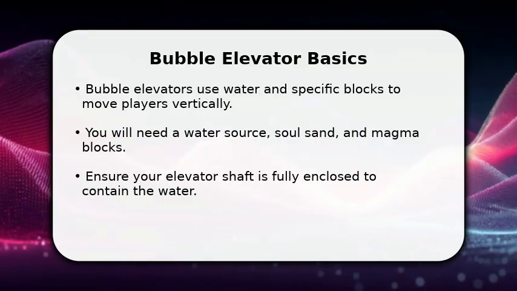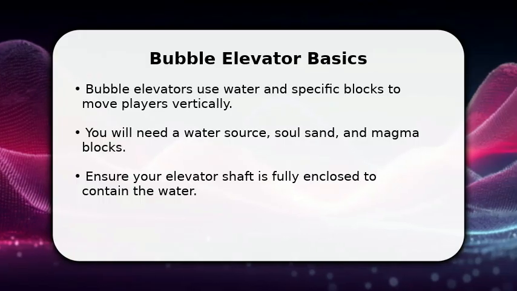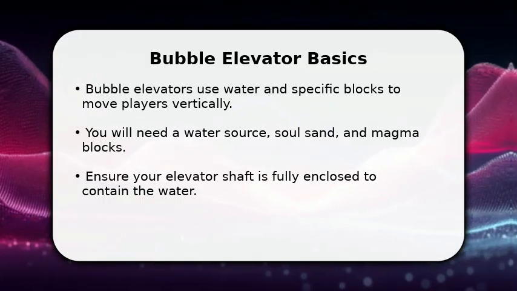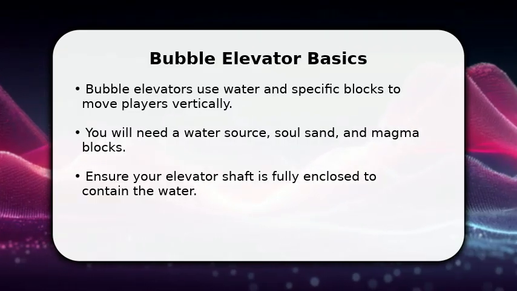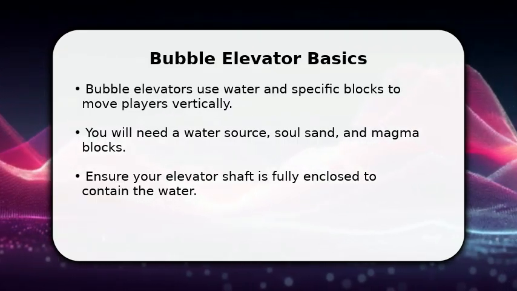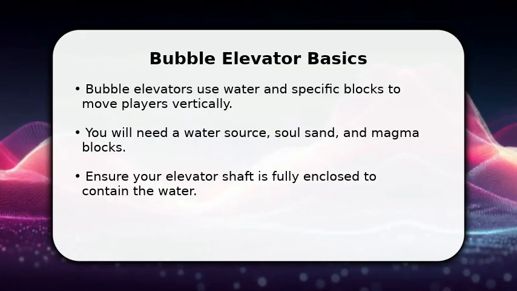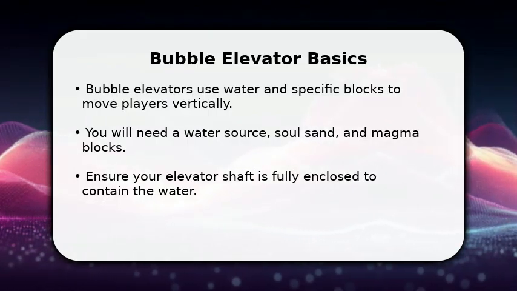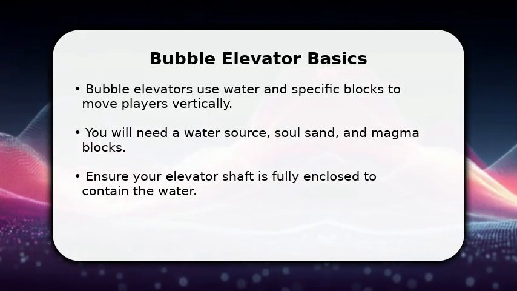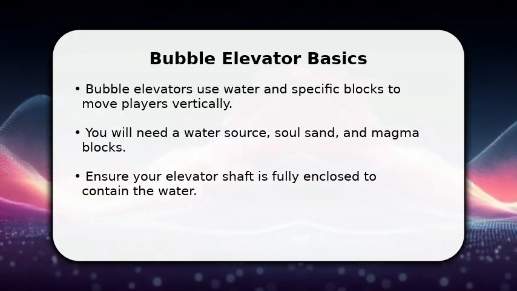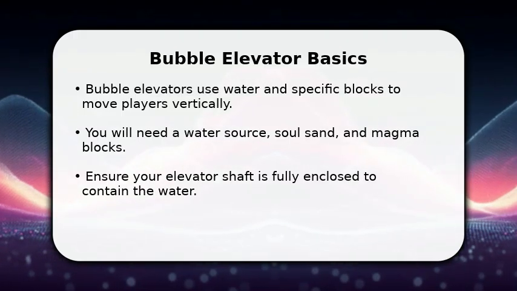In this video, I will explain how to make a bubble elevator in Minecraft. First, gather your materials: a water source, soul sand, and magma blocks. These elevators use water currents to move you up or down quickly. You'll need to build a vertical shaft, typically 1 block wide, and fill it with water. This setup creates a fast and efficient way to travel between different levels in your base or world.